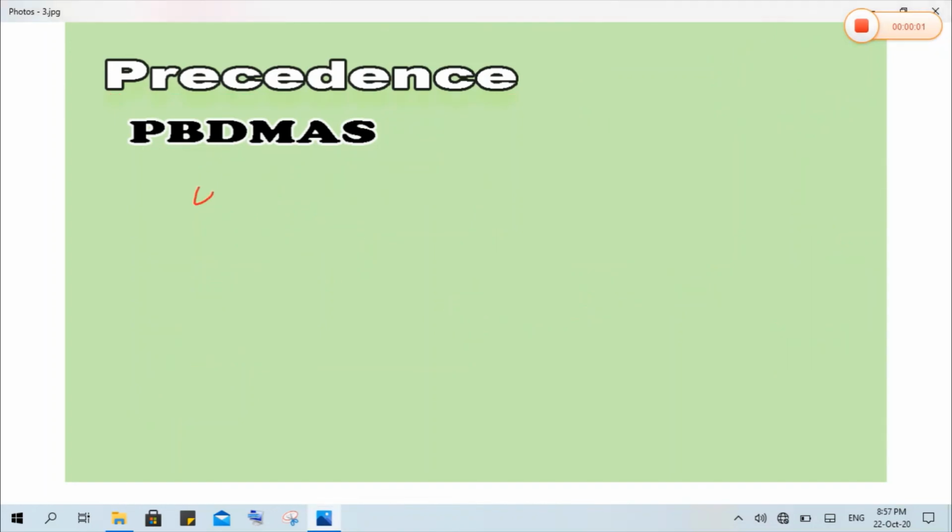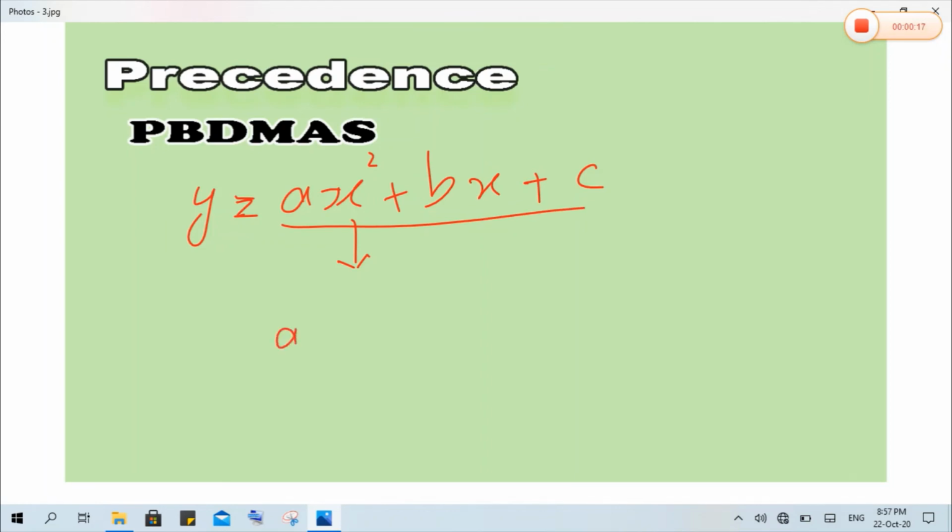Here is another one, y is equal to ax square plus bx plus c. So we will write this part as a asterisk x asterisk x plus b asterisk x plus c.